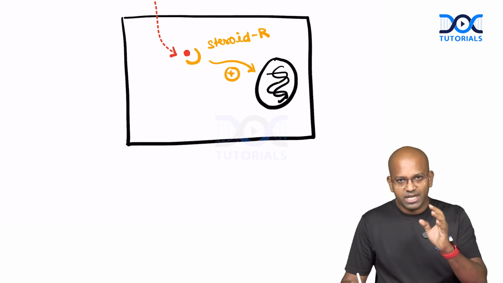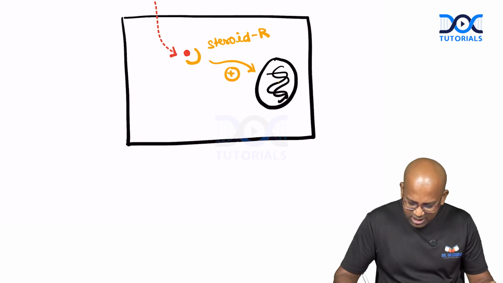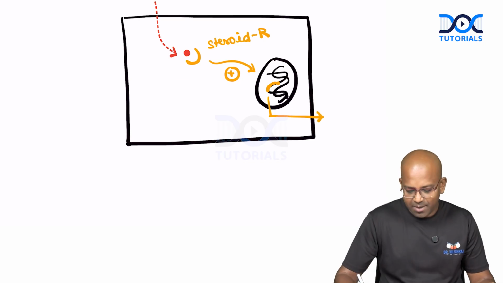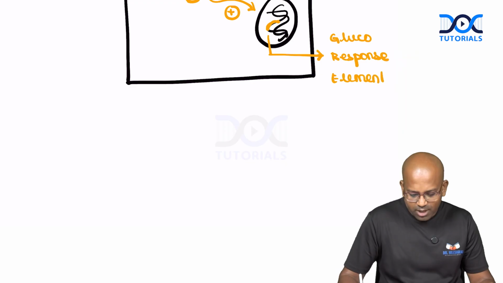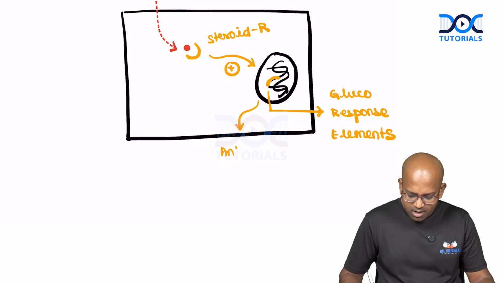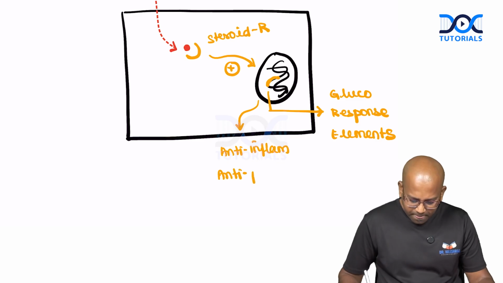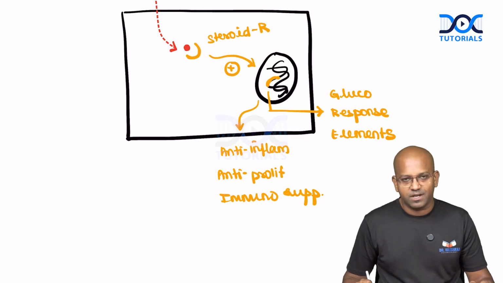How is it producing the transcription, translation, and protein synthesis? By activating a specific part in the nucleic acid. That specific part of the nucleic acid, which is responsible for the proteins to be synthesized, is named glucocorticoid response elements, GRE molecules. By binding with the GRE molecules, there will be synthesis of proteins which are responsible for its anti-inflammatory, anti-proliferative, and immunosuppressive functions.